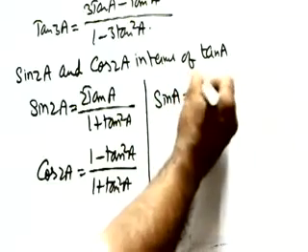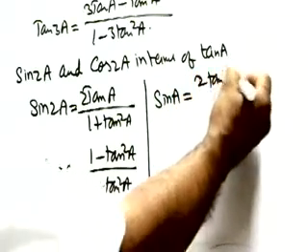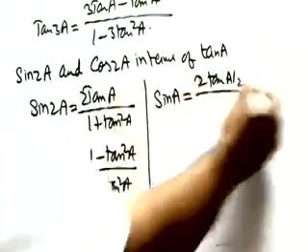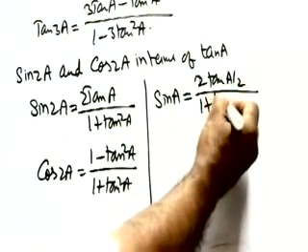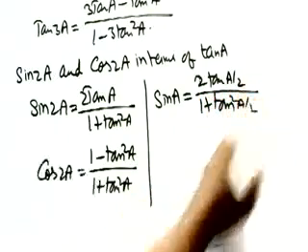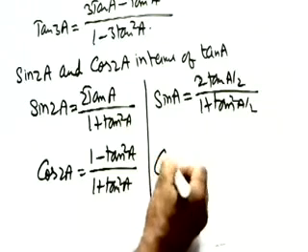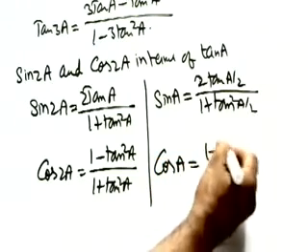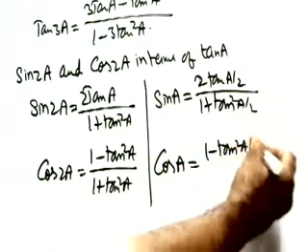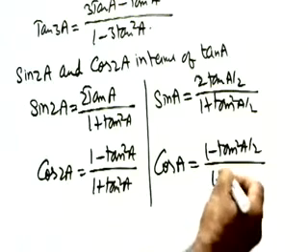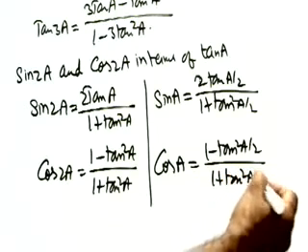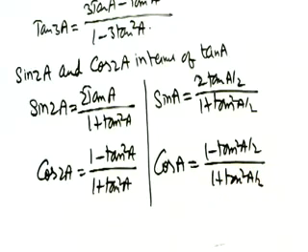In the same way, suppose we want to write sin a, then we can write 2 tan a by 2 divided by 1 plus tan square a by 2. In the same way, cos a will be 1 minus tan square a by 2 divided by 1 plus tan square a by 2.